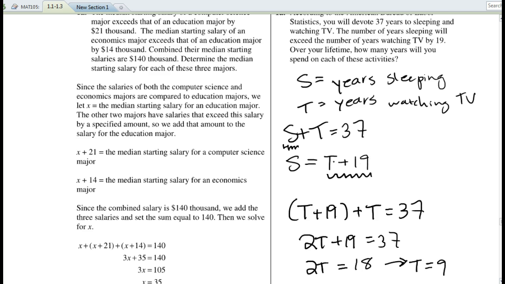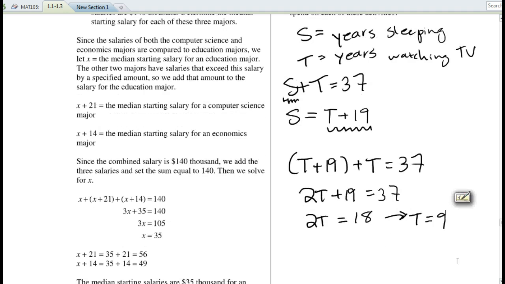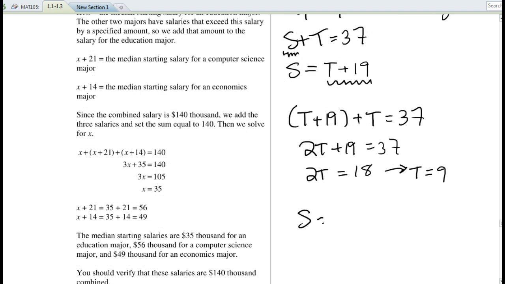And if T is equal to 9, sleeping must be equal to 9 plus 19. So S has to equal 9 plus 19, which is 28. So you spend 9 years watching TV and 28 years sleeping.